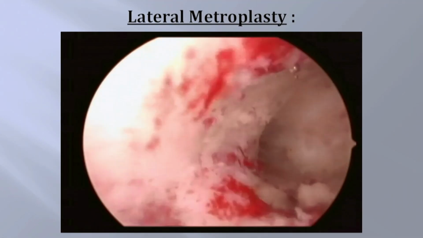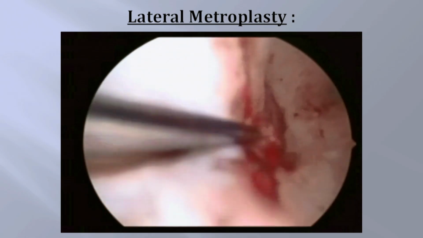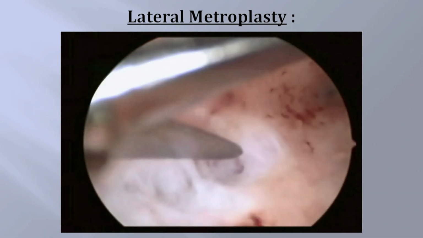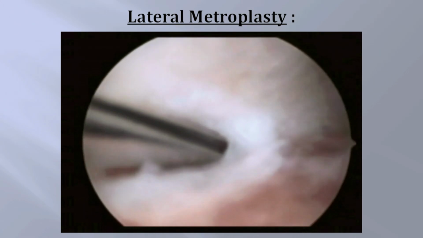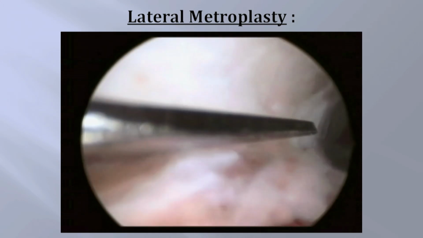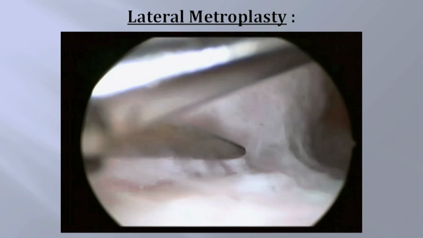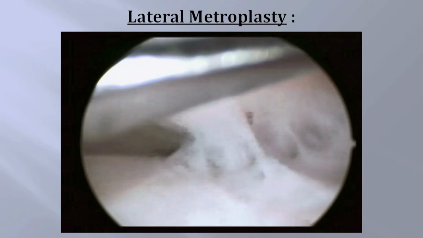Now the same procedure is being performed with scissors. You can see that we are doing it in a retrograde fashion. We are starting from the distal end of the uterus and approaching towards the ostia, and we are making deeper and deeper cuts as we approach the ostia.